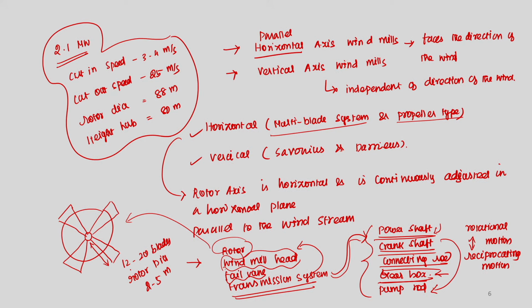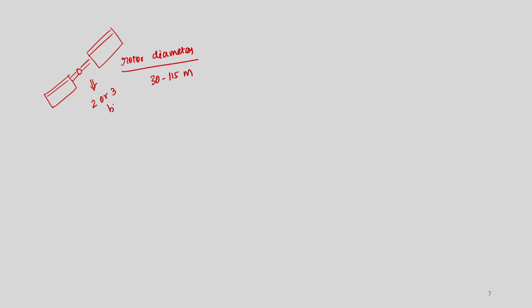And other than this multi-blade system, you will have the propeller system as well in horizontal axis wind machines. So, how does it look? It looks something like this, right. So, this is the propeller type. Here the rotor diameter is higher than what we had seen in the multi-blade system. The rotor diameter is about 30 to 115 meters. Normally it may have 2 or 3 blades, not like multi-blade systems, right.